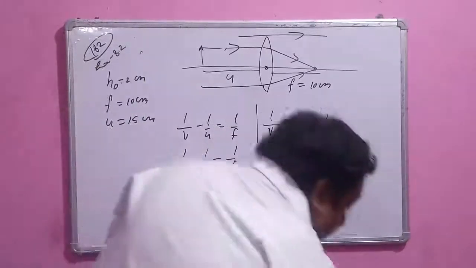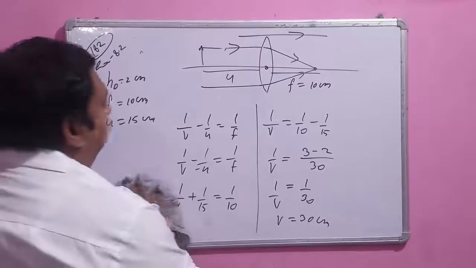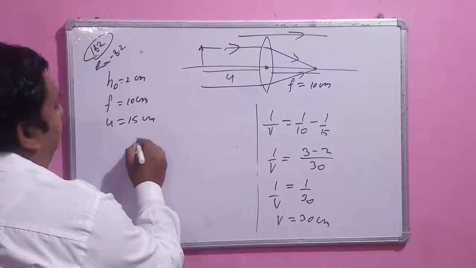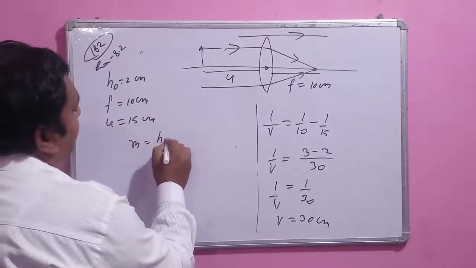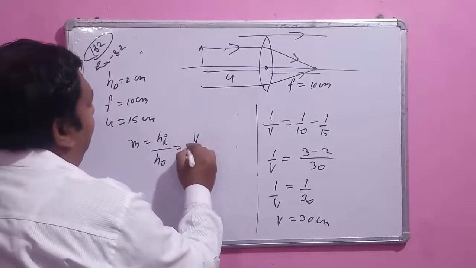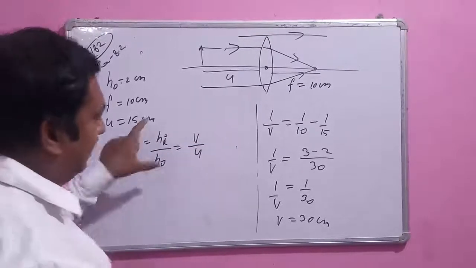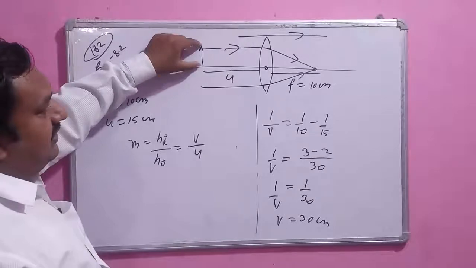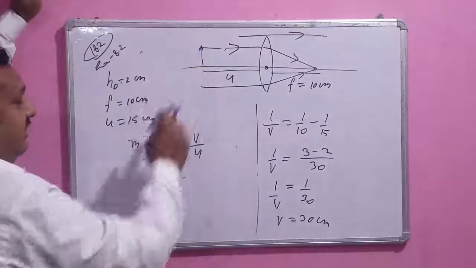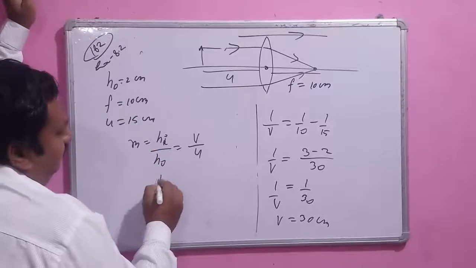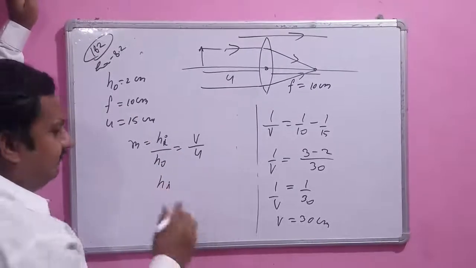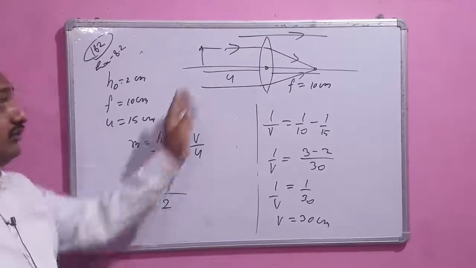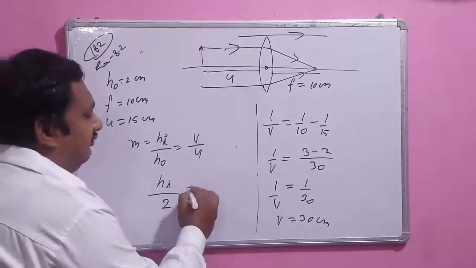Now we also have to find the magnification. Magnification is the height of the image upon the height of the object, equal to v upon u. First you have to write this formula. Now assign the values. We know that the object is lying above the principal axis, so the object height is positive. The quantity which has to be found, the height of the image, we will not assign any symbol to.